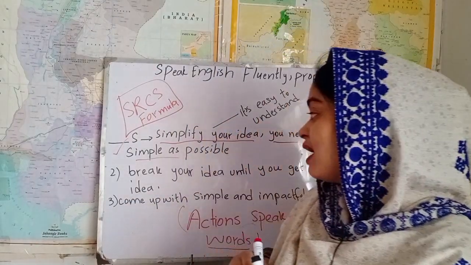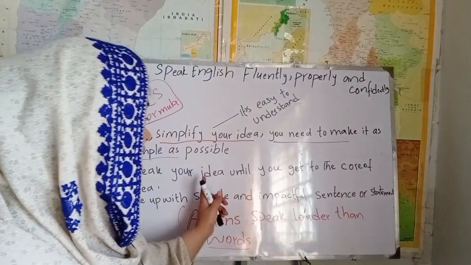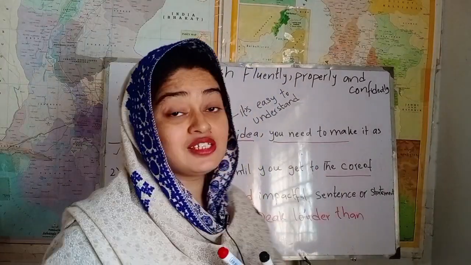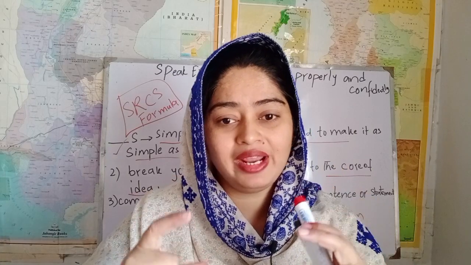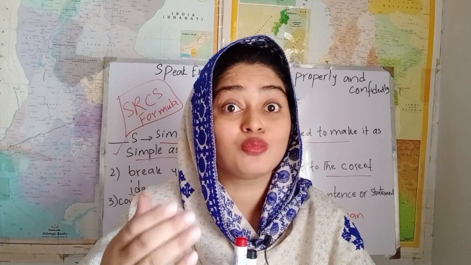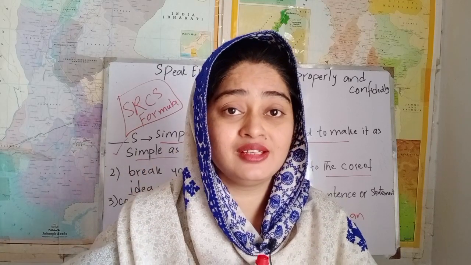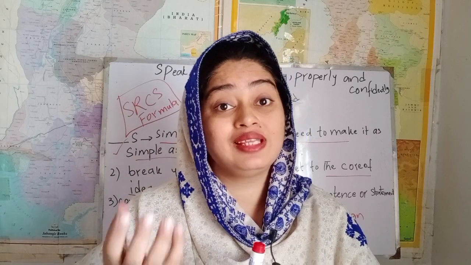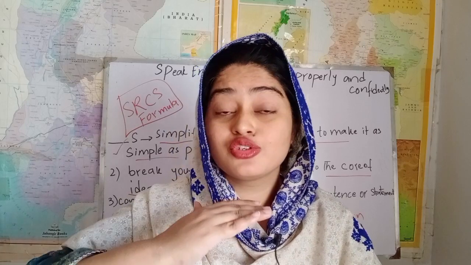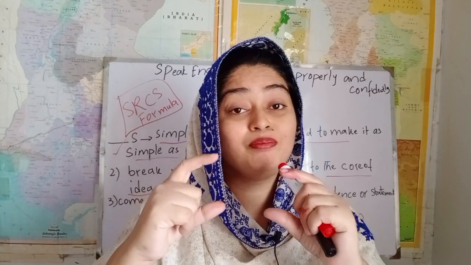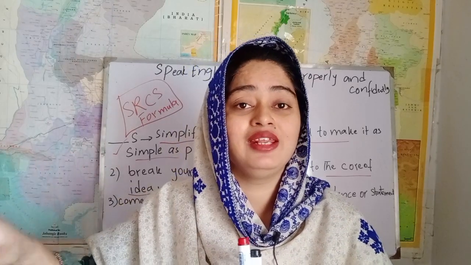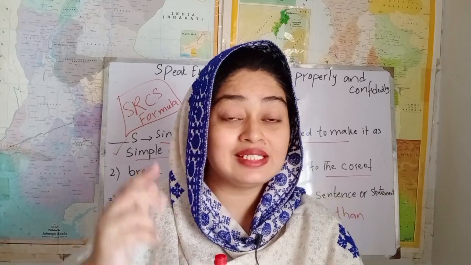so the listener can understand it easily. The second step is break your idea down until you get the core of the idea. This is very important. Now you have to break down, you have to group your idea into small pieces. Describe every piece so that you can get the core, the center of the idea. It means that you should clearly state your idea, you should break down your idea into pieces so that you can get the essence, the meaning of your idea. This is the second goal.